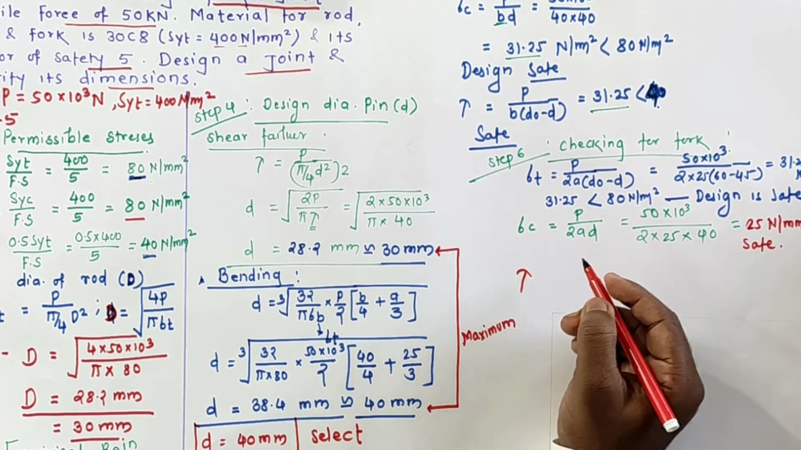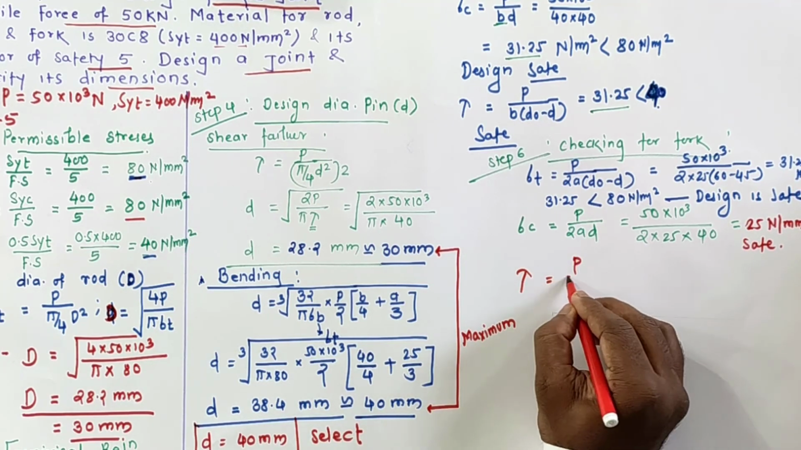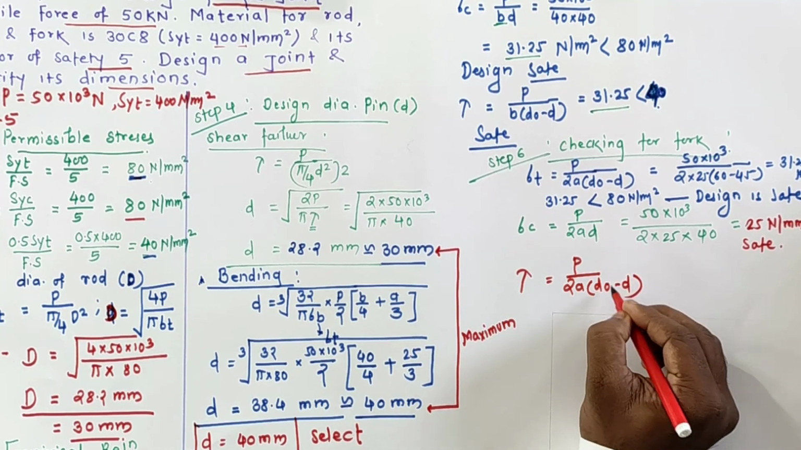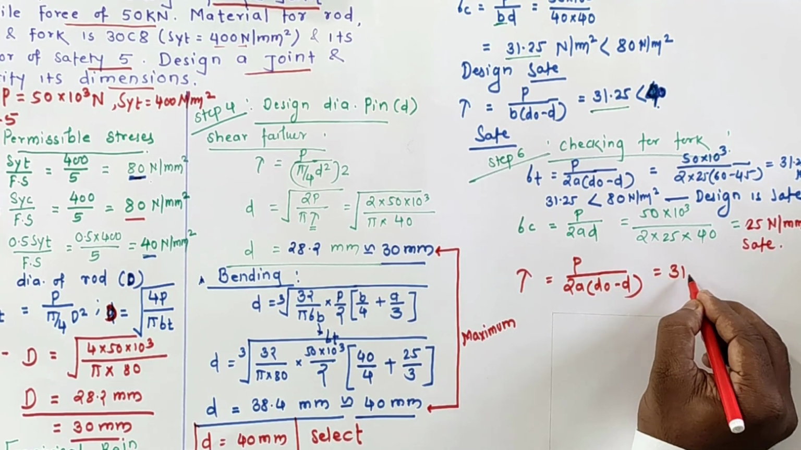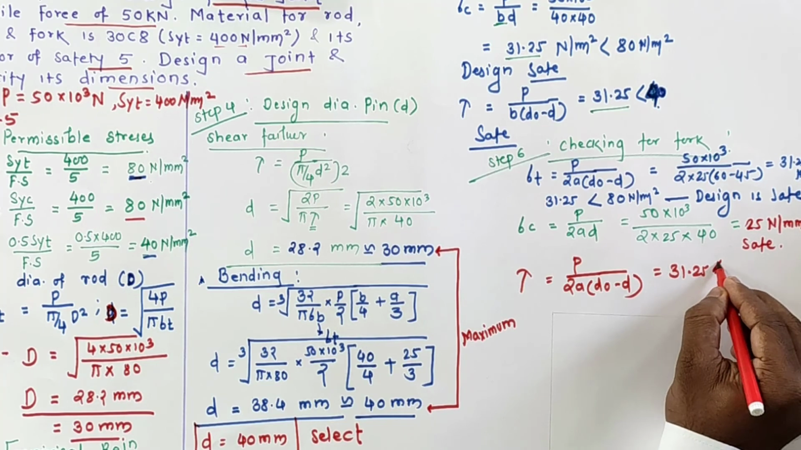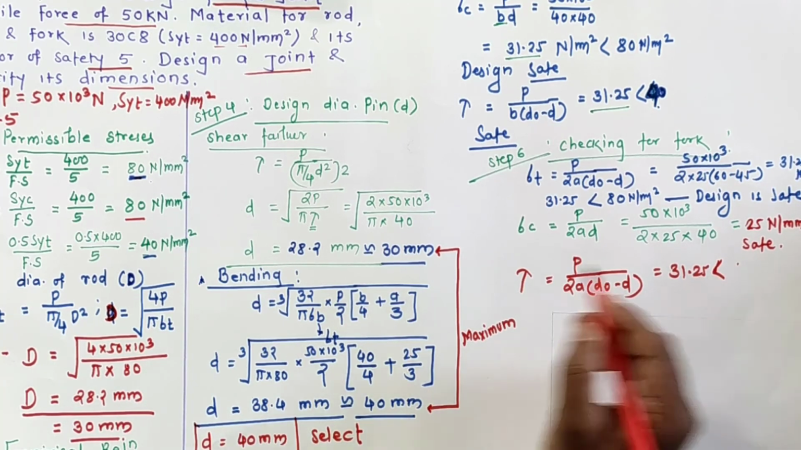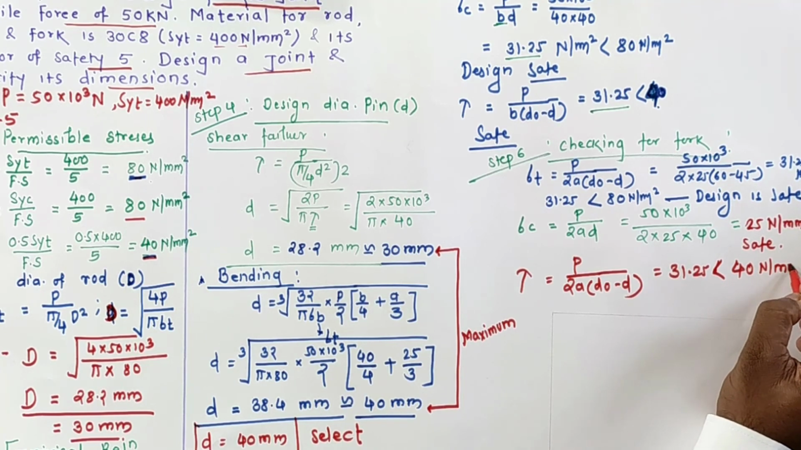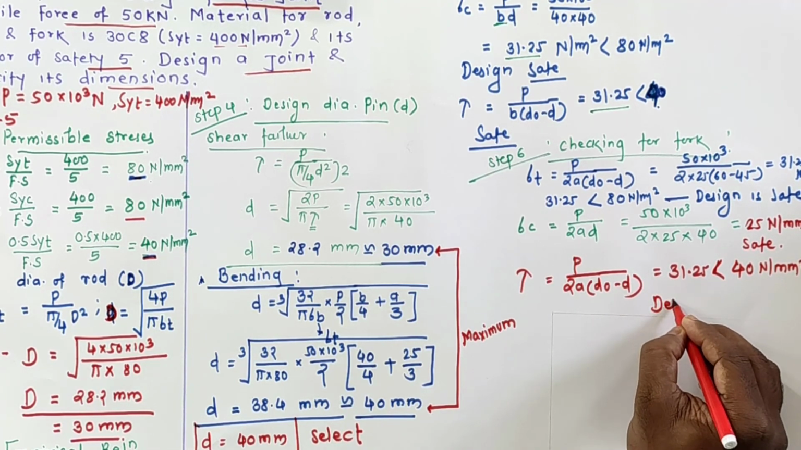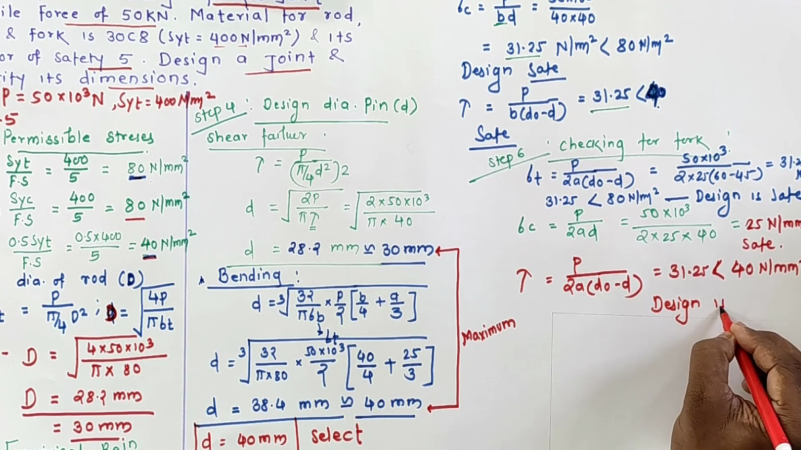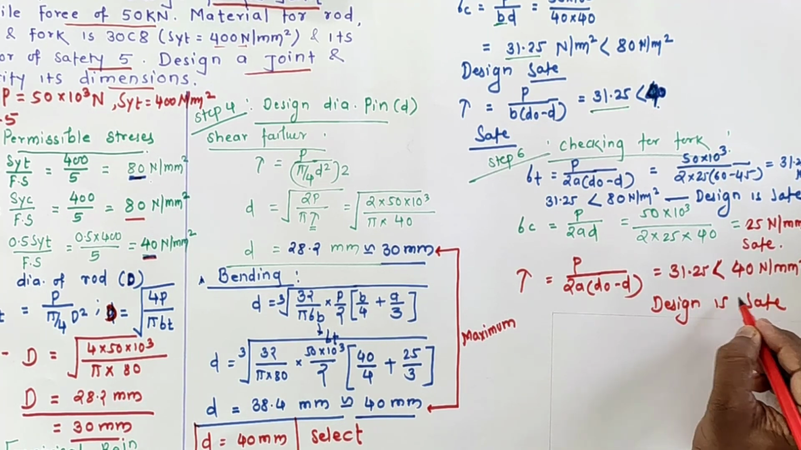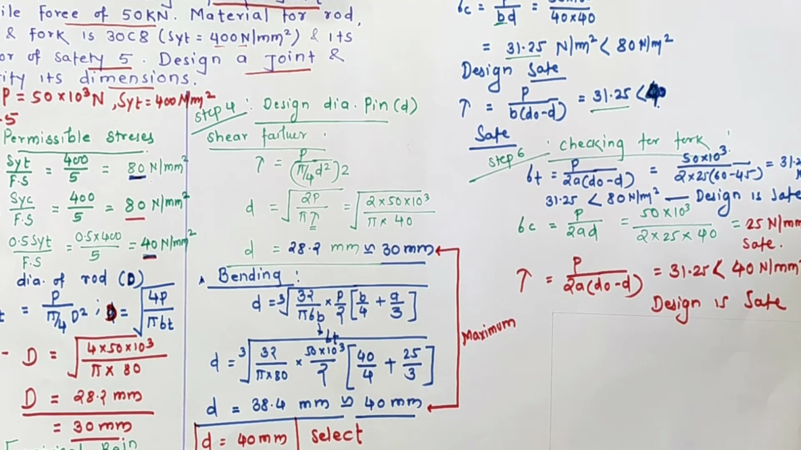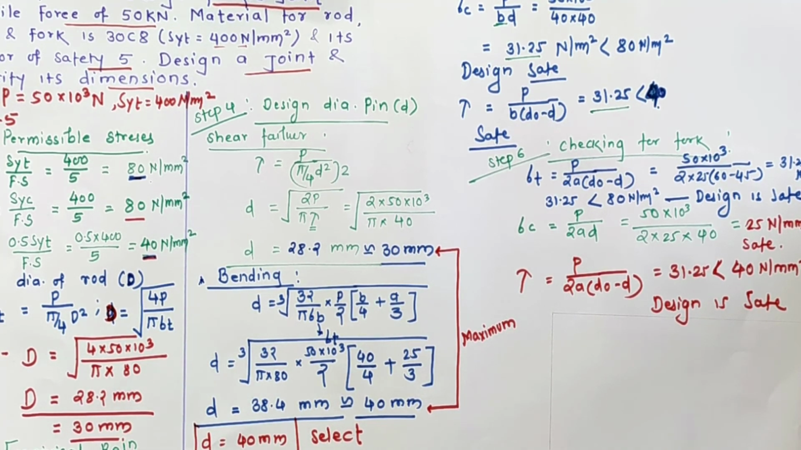And lastly, in case of shear failure, I will write P by 2A, the same equation as that of tensile. Therefore it is also around 31.25, which is less than the shear permissible of 40 Newton per mm square. So the design is safe. Likewise we'll use this procedure for solving the numerical, a very simple procedure.